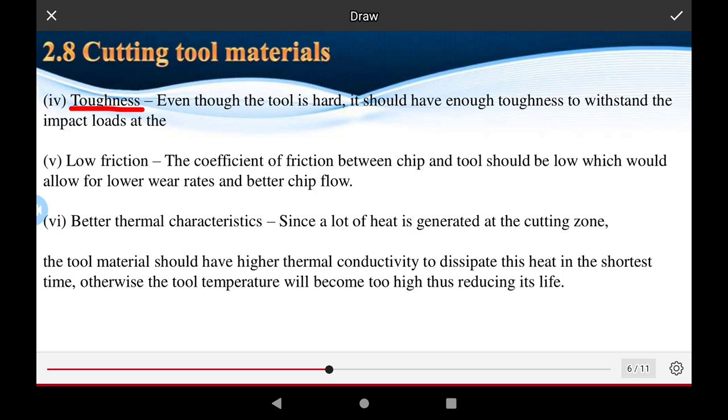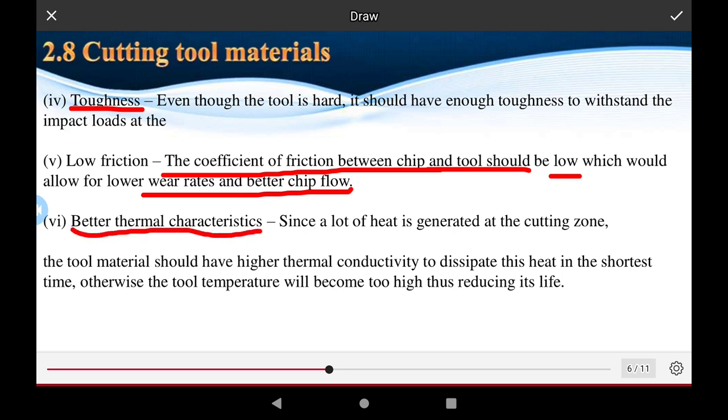The friction property of the tool cutting material: low friction. The coefficient of friction between the chip and tool should be low, to allow for a lower wear rate and better chip flow. Other properties include better mechanical characteristics and better thermal characteristics.